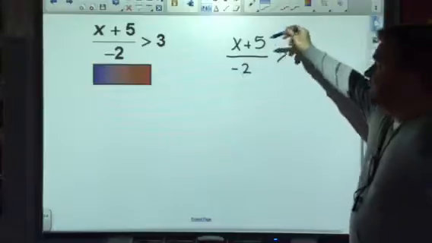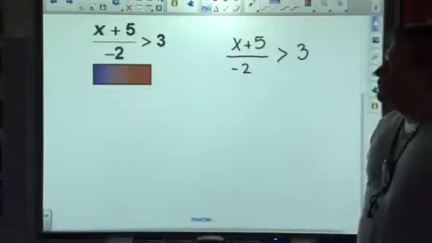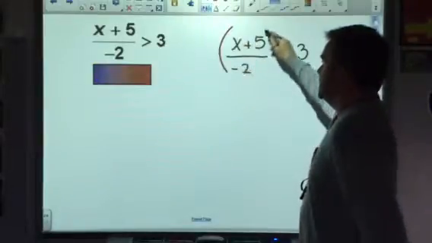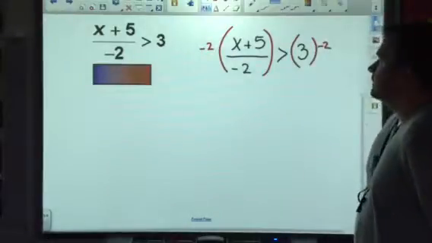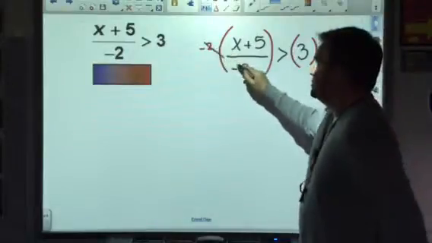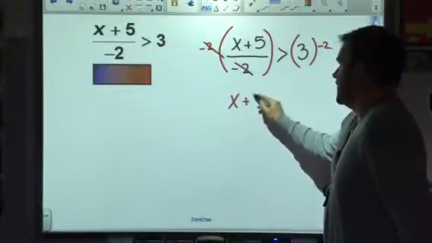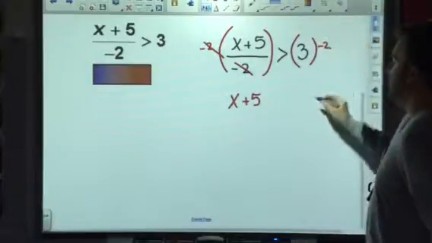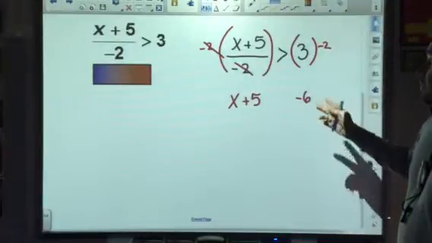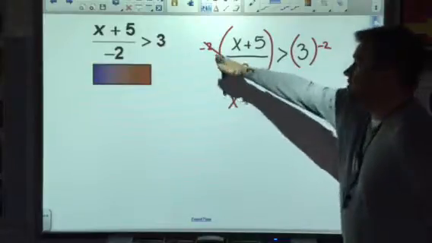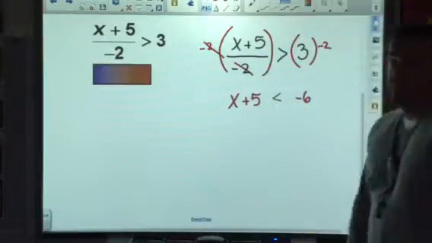Okay, and so you should have heard me say divide by negative 2. So how can we get rid of divide by negative 2? And you should have said that we need to multiply by negative 2. Multiply by negative 2. We did that, so these 2's will cancel out. So right now we're left with x plus 5. And over here, 3 times negative 2 gives me negative 6. From the last slide, you should have heard what we were going to do with the sign. Because we multiply both sides by a negative, it's going to make us reverse our symbol, reverse the sign.